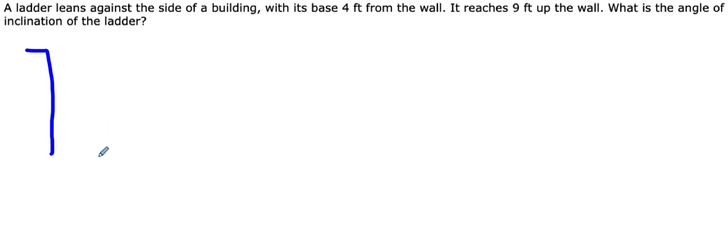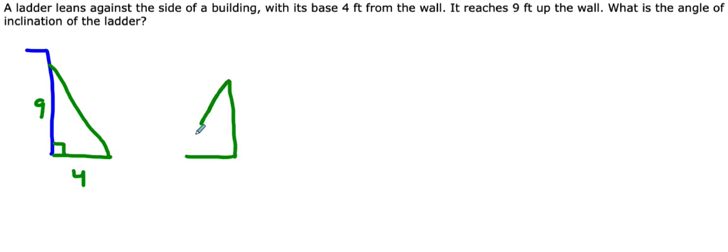Now it's 4 feet from the base of the wall and it's 9 feet up. So that means it's reaching higher up the wall than it is from the base. So this would be 9, this would be 4, and then we complete the triangle. We assume that the building is square with the ground because we have to assume that because we're working with right triangles. So again, you could draw a picture like that. You could draw it like this, right angle, 4, 9, and what are we looking for?